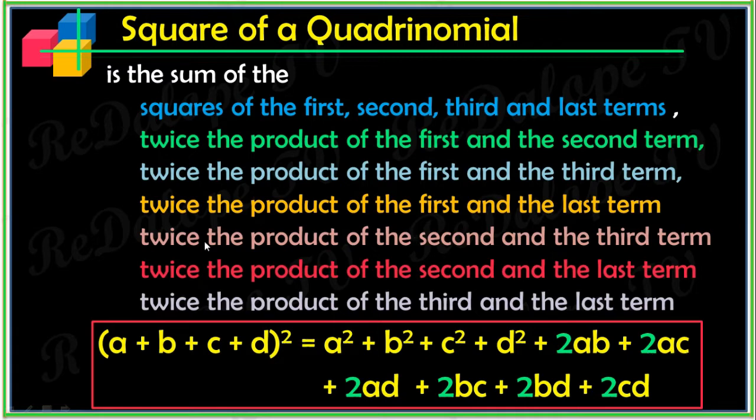The seventh term is twice the product of the first and the last term. The eighth term is twice the product of the second term and the third term. The ninth term is twice the product of the second term and the last term, and the last term of the square of a quadrinomial is twice the product of the third term and the last term. So this is known as the formula for squaring any four terms of a polynomial.